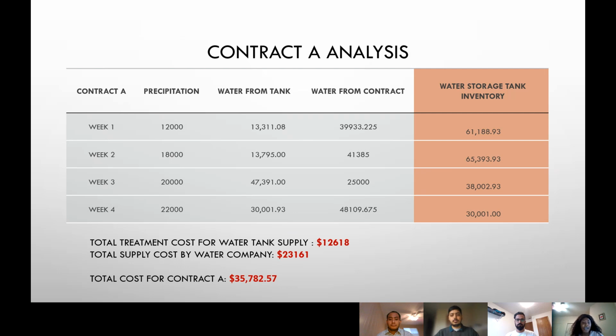For contract A analysis, we can see that the total treatment cost for the water tank supply comes up to 12,618, and then the total cost for contract A comes up to 35,782. On the table, we can see how much water we would use from the tank and how much water we would buy each week, as well as the water storage tank inventory at the end of the week.